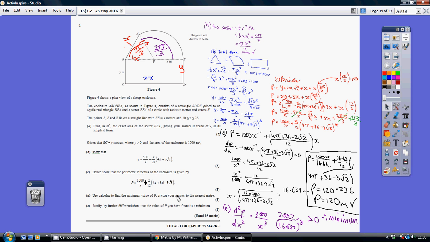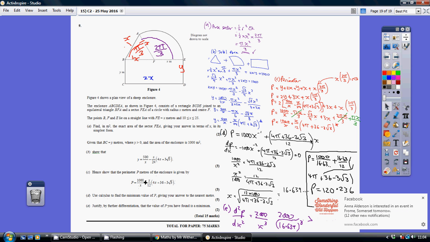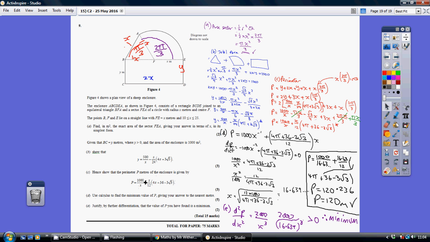Okay, so part D, we've got to use calculus to find the minimum value of P, so we've got to differentiate this. First of all, rearrange it into a form that we can differentiate. So I've taken the x upstairs, so that's 1,000 x to the minus 1, and the second term is just this times x. Now, how do we differentiate? We multiply by the current power, reduce the power by 1. So that becomes minus 1,000 x to the minus 2, and when we differentiate a constant times x, we just get the constant. So that's this bit.